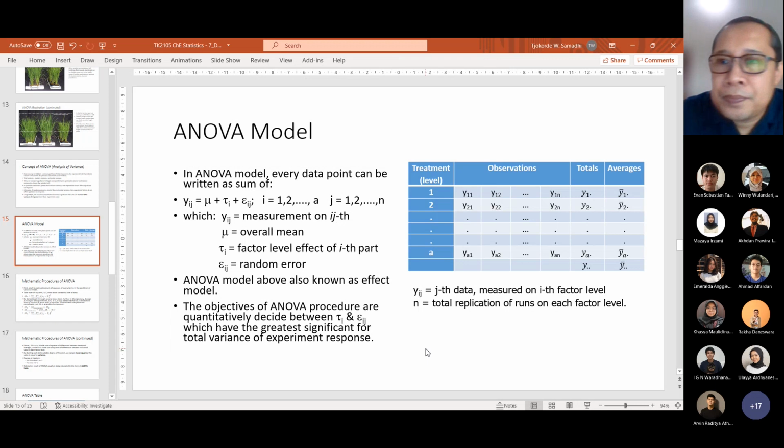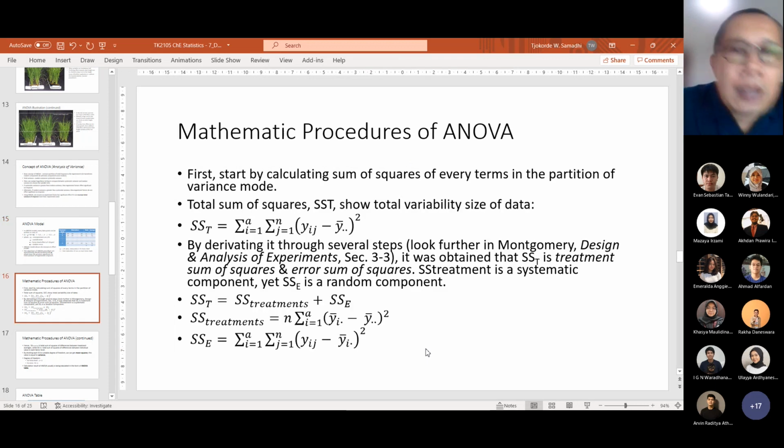Right? Now, with that in mind, these are the mathematical procedures of ANOVA. It can be quite lengthy, of course, but let me just show you the essentials. Okay, the total sum of squares.